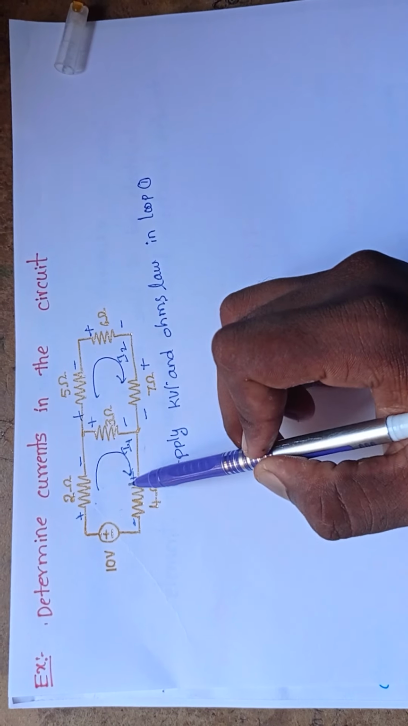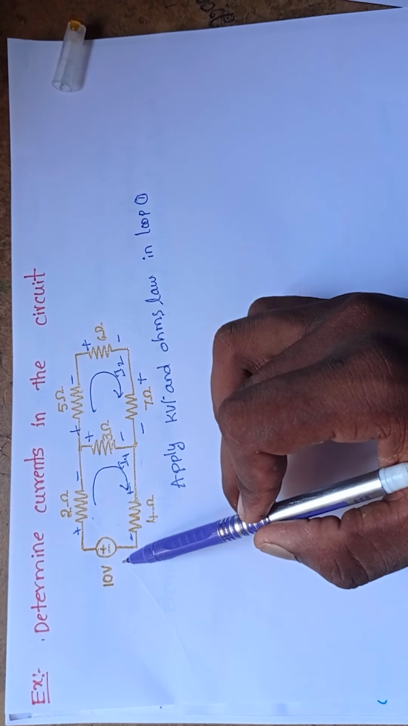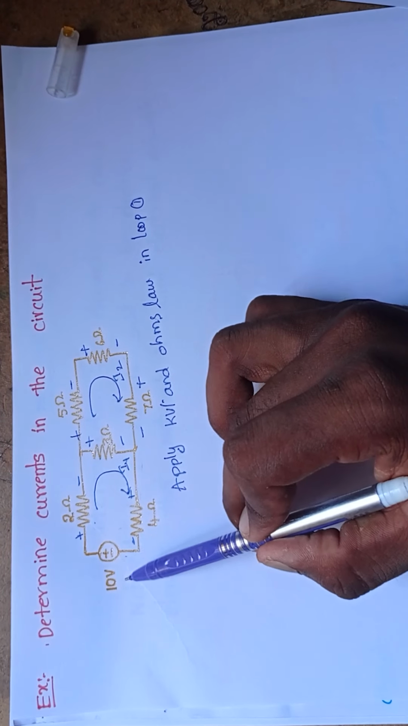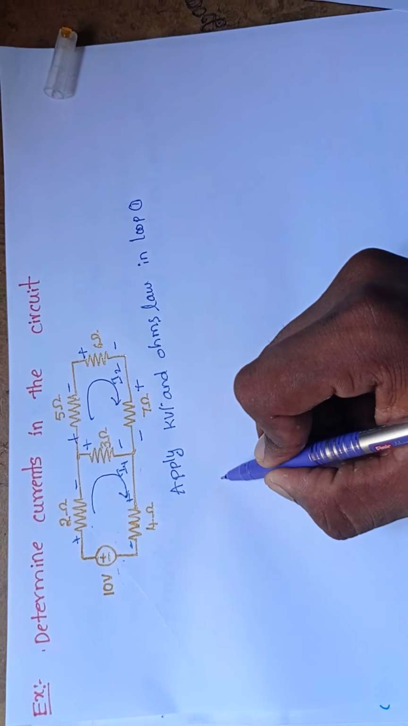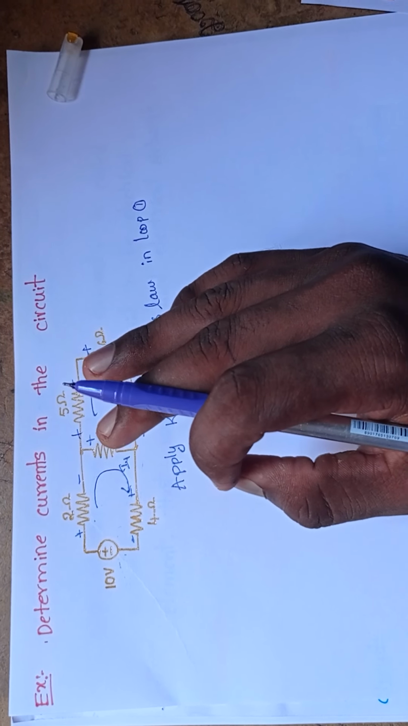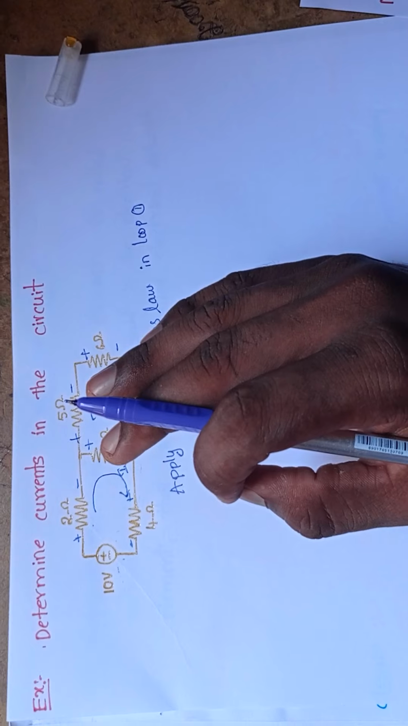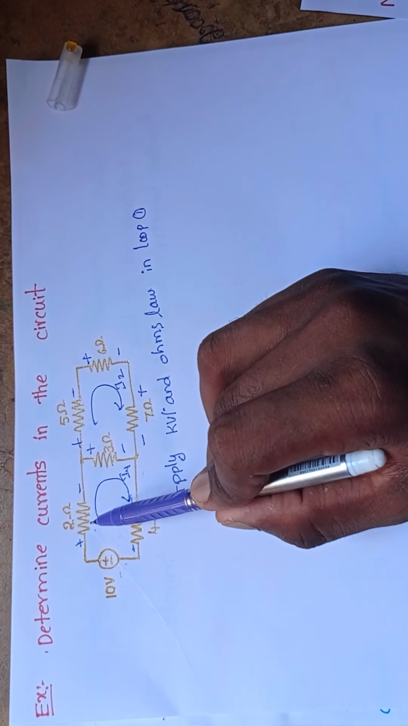Here, consider the first loop. What are the voltage rises? From the source itself voltage rises, voltage is produced. That is, here 10 volts is produced from the source. So 10 volts equals the voltage rises, which equal the voltage drops. Remember this point: voltage drops only at resistors.